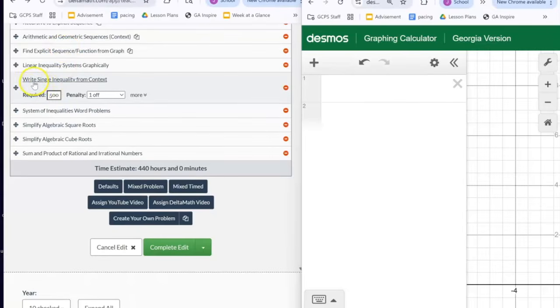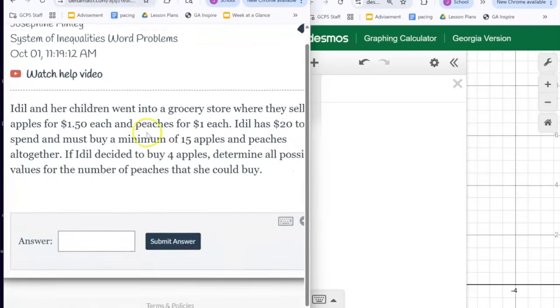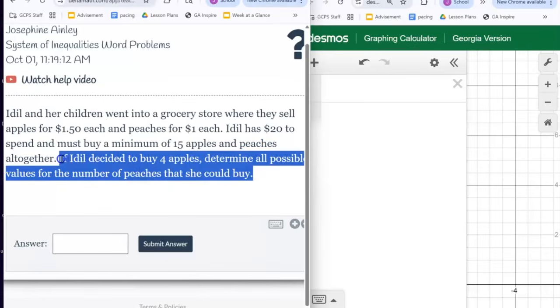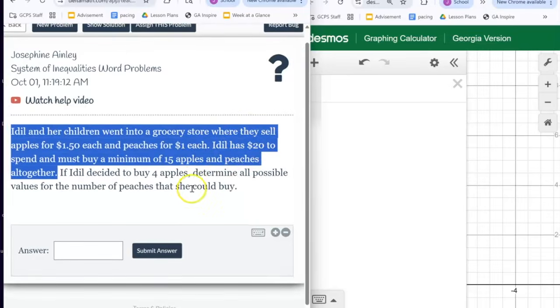Next one we're going to look at is write a system of inequalities word problems. In order to answer this question, you actually have to write a system. They don't grade you on that. They grade you on your solution. But we're going to practice quite a few of writing the system first.